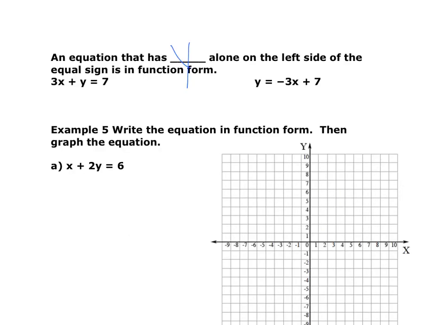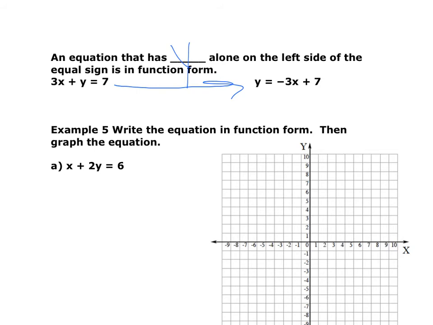Okay, this last page is something that we'll have to practice a lot because we just have a hard time picking up on it sometimes. An equation that has y alone on the left side of an equal sign is in function form. We also call this slope-intercept form when we learn about it next year in algebra. But if you look at it right here, this is one and the same equation.